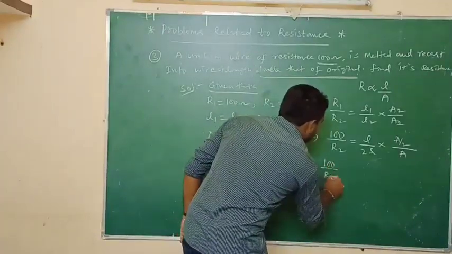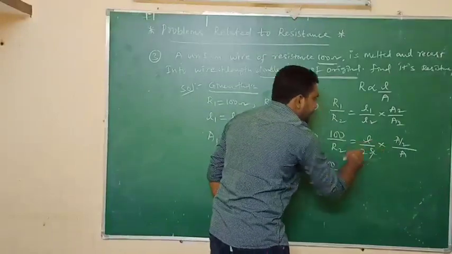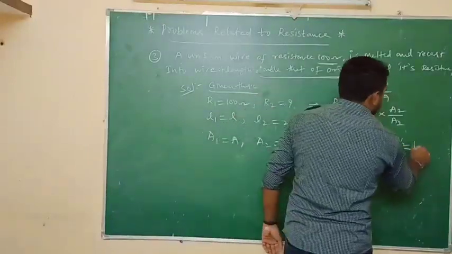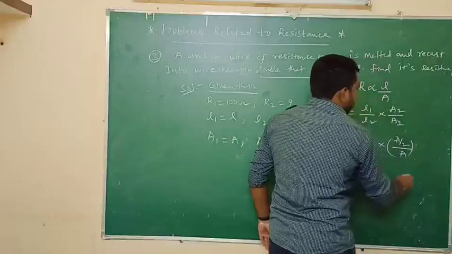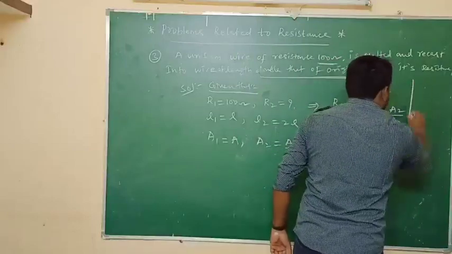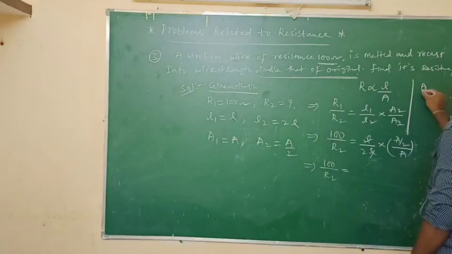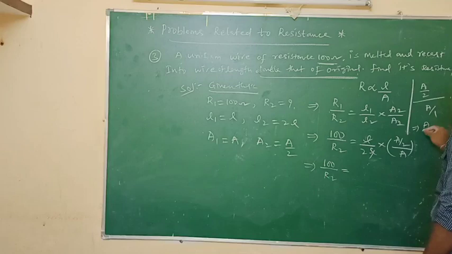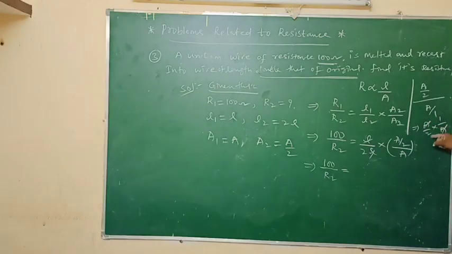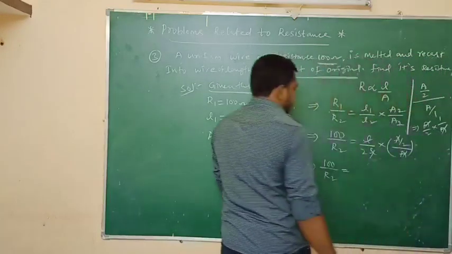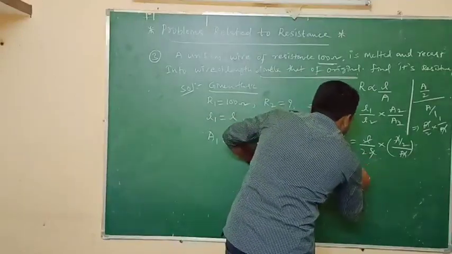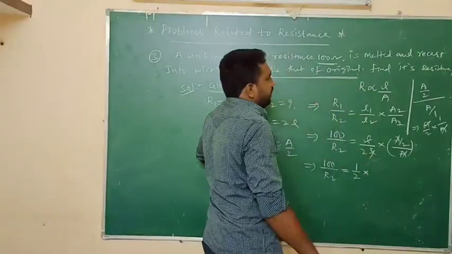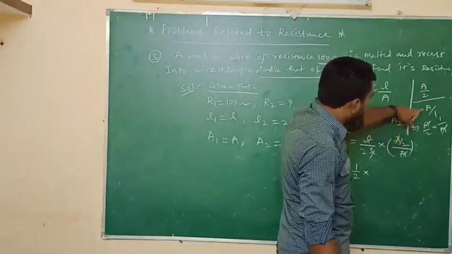So first, LHS is 100 by R2. L gets cancelled. If we consider this term, a by 2 is there, by a by 1. If we rearrange this, a by 2 into cross multiplication, reciprocal 1 by a. So a gets cancelled. What is the remaining component? 1 by 2. A gets cancelled. What will we get here? L gets cancelled. Here 1 by 2. And here also we will get a by 2 by a by 1.